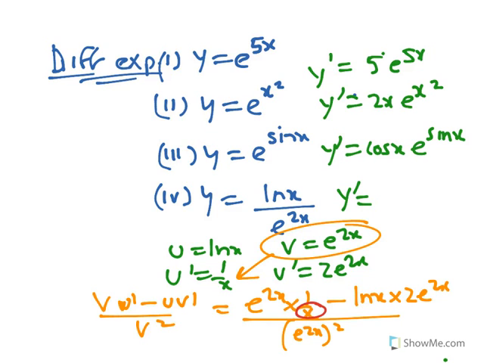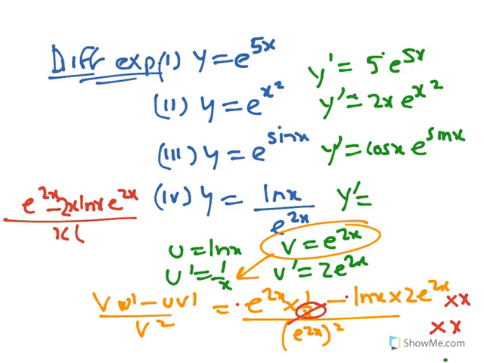If you want to get rid of this yucky x here, you just times the top and the bottom by x, and it will cancel out of that one but come into that one there. So it'll end up with e to the 2x minus x ln x times 2e to the 2x, all over x e to the 4x. Because when you square that, you multiply the indices and you get 4x.